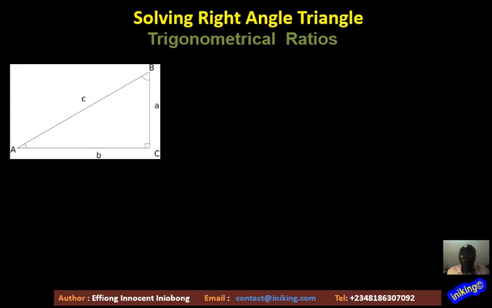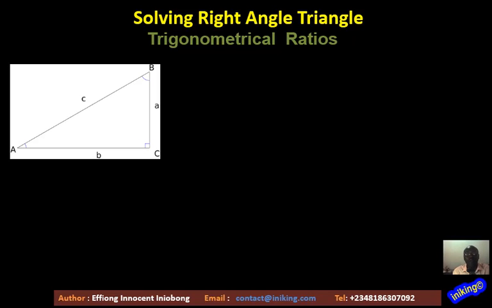Next, on solving right angle triangles, we are going to consider how to use trigonometrical ratios in solving right angle triangles. In the last 3 video clips, we were looking at our first tool, the Pythagoras theorem. Now, trigonometrical ratio is another method we can use.